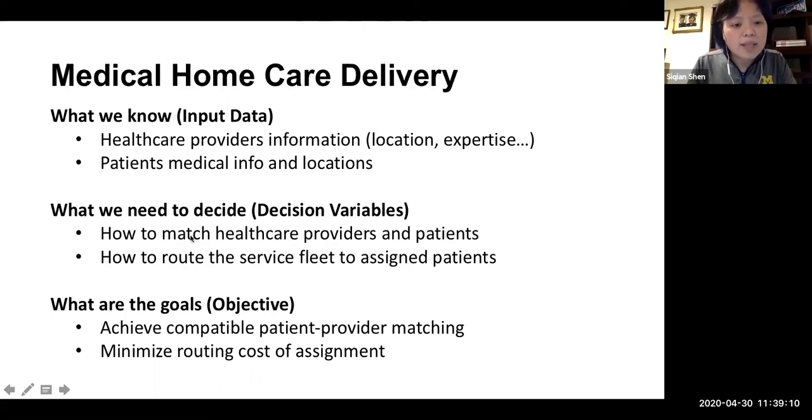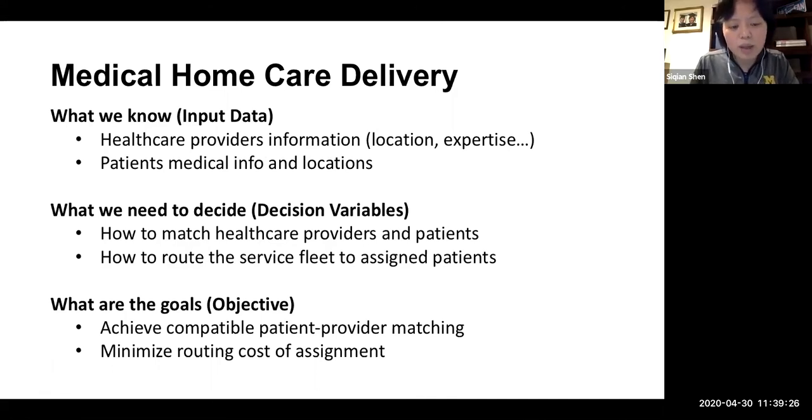What we need to decide is how to match the providers with the patients, as well as telling them the route they need to follow every day. You would tell the patient when the provider will arrive at their home, and you would tell the providers the sequence in which to visit the patients.